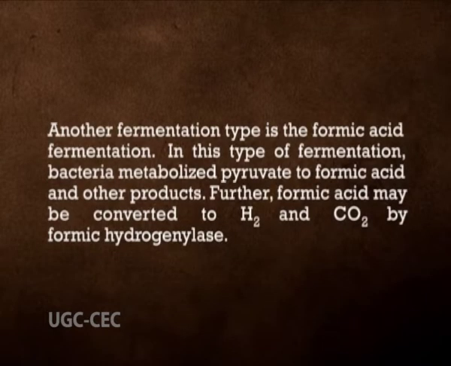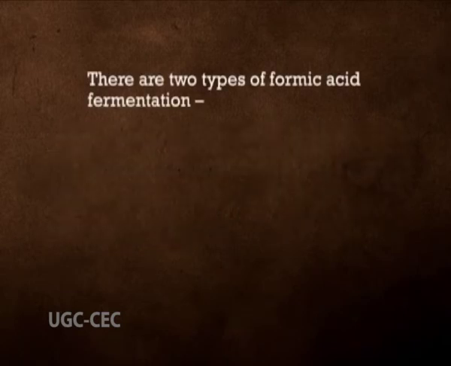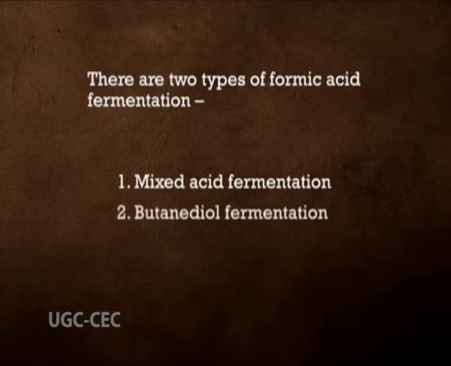Another fermentation type is the formic acid fermentation. In this type of fermentation, bacteria metabolize pyruvate to formic acid and other products. Further, formic acid may be converted to hydrogen and carbon dioxide by formic hydrogenlyase. There are two types of formic acid fermentation: mixed acid fermentation and butanediol fermentation.